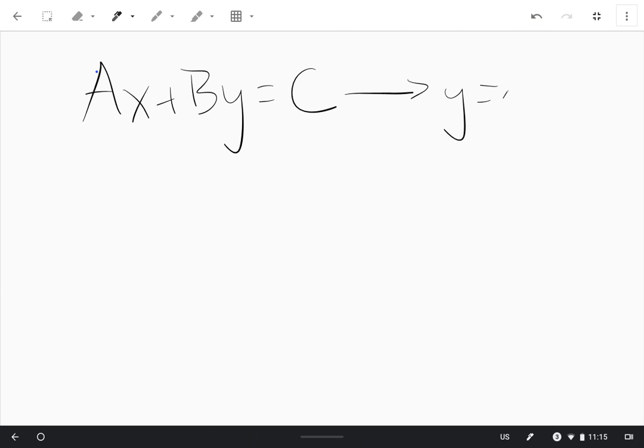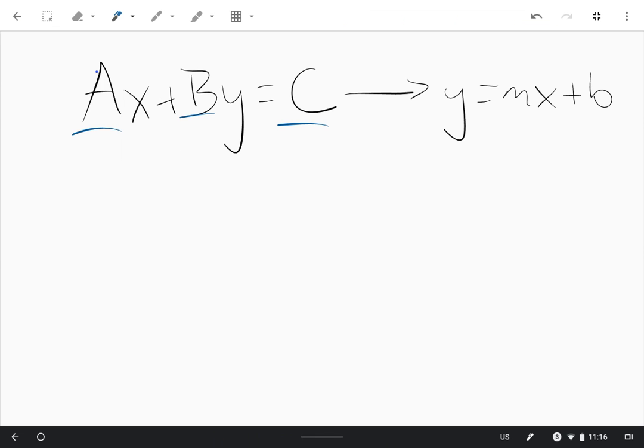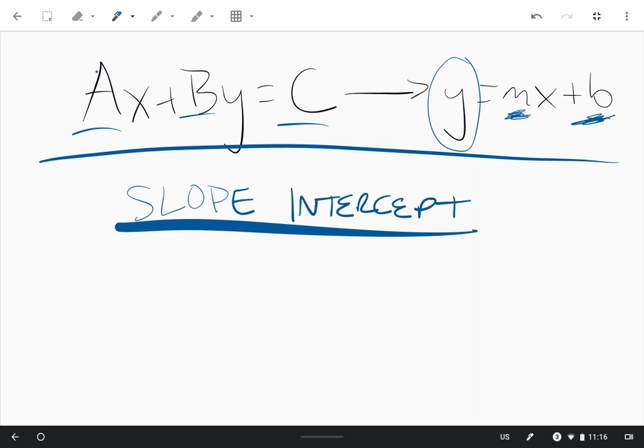to slope-intercept form. A couple of things to note. In standard form, we're looking at the coefficients of the terms: we have the a, the b, and then the constant term c. In slope-intercept form, there is a coefficient on x and a constant term, but there is no coefficient on y, and that's the main difference between the two. So again, slope-intercept form is y equals mx plus b.